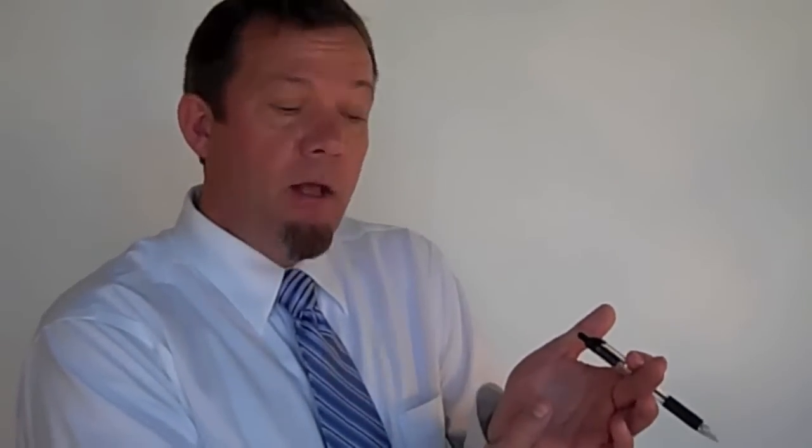Carpal tunnel is there are 2 rows of 4 bones in the wrist, making 8 total. Now, they create a little tunnel such as this. Now, what happens is, through that tunnel, all the tendons that allow you to flex your fingers have to go through that tunnel. But what also goes through that tunnel is your median nerve. The median nerve goes to your thumb, the first finger, your middle finger, and half of your ring finger.